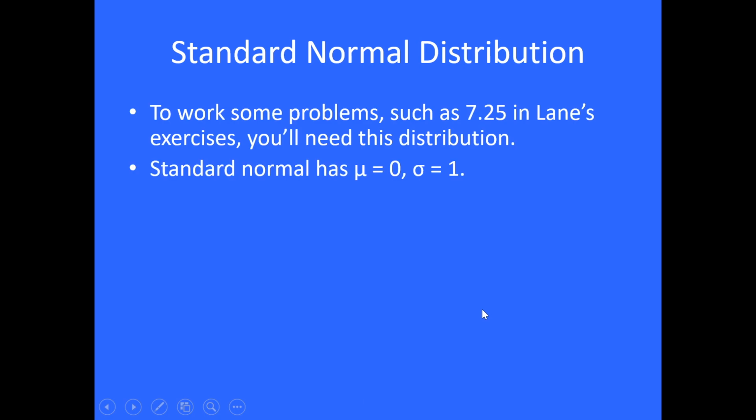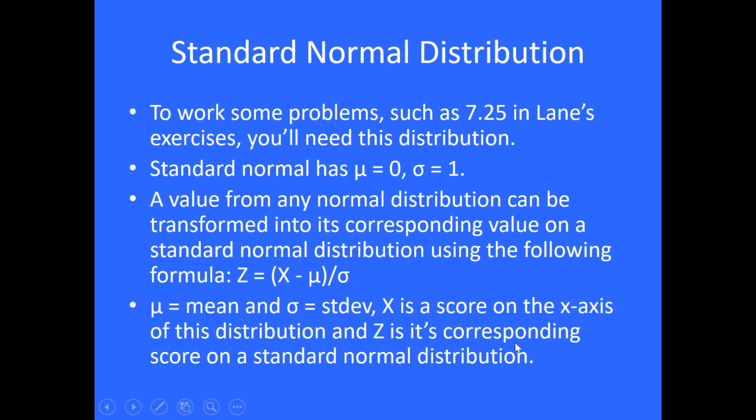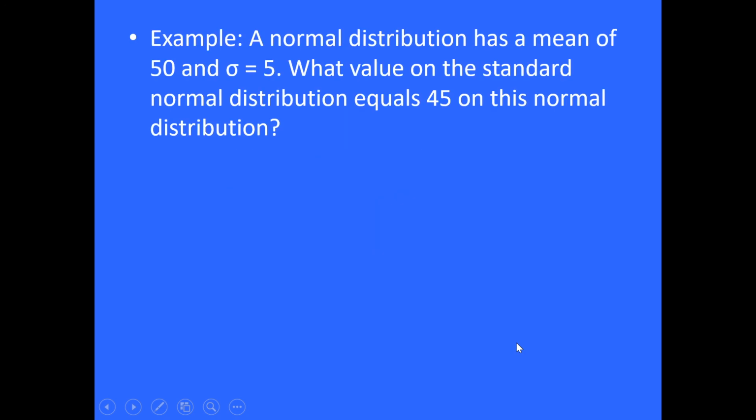So a value from any normal distribution, any x value on the x-axis, can be transformed into a z-score on a normal distribution using this formula. You just take the x-score minus the mean of that distribution, divided by its standard deviation. So let's look at an example of this.